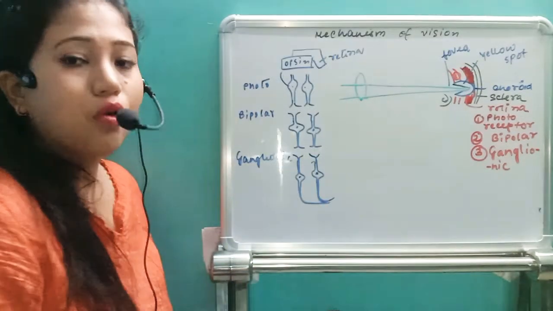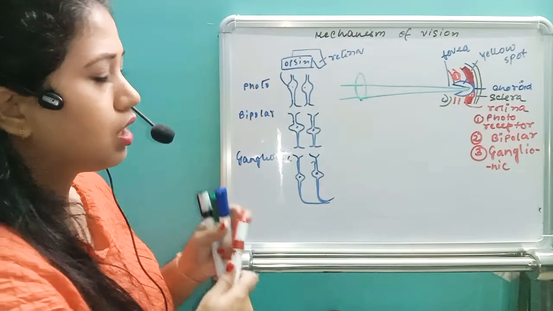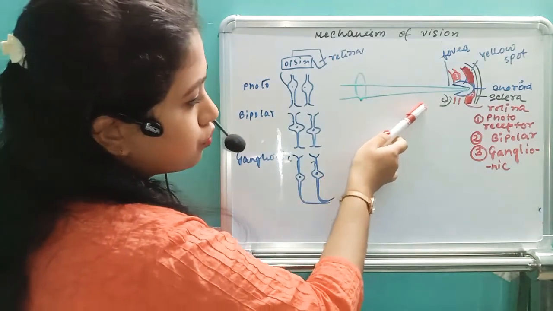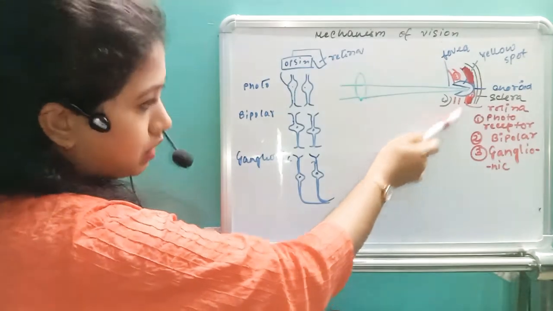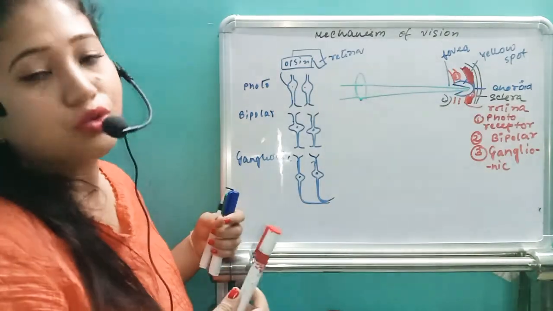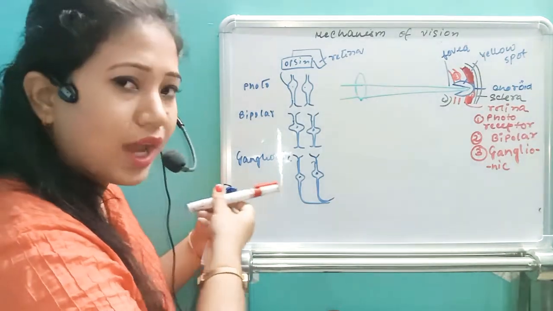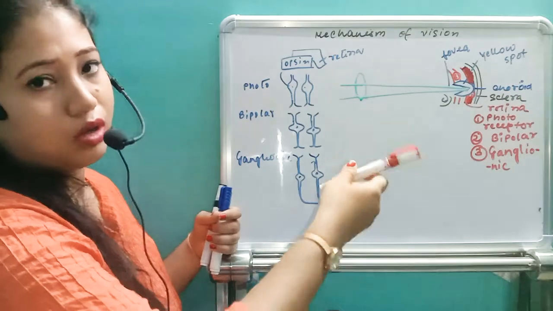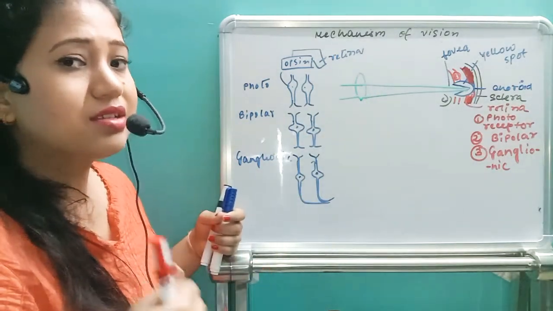Okay, so when light falls, how will it fall? First of all, light will pass through the inner region, which has the ganglionic cell layer, then the bipolar, and then it falls on the photoreceptor cell layer. The photoreceptor cell layers are sensitive to light.